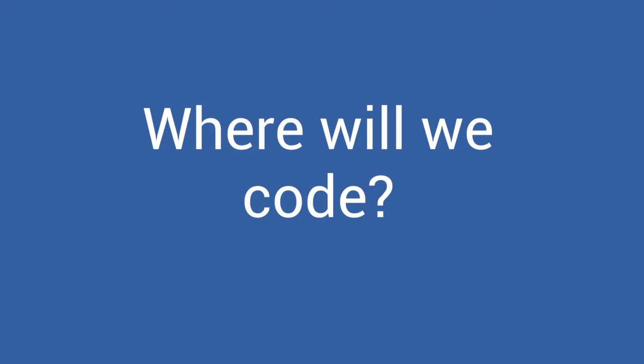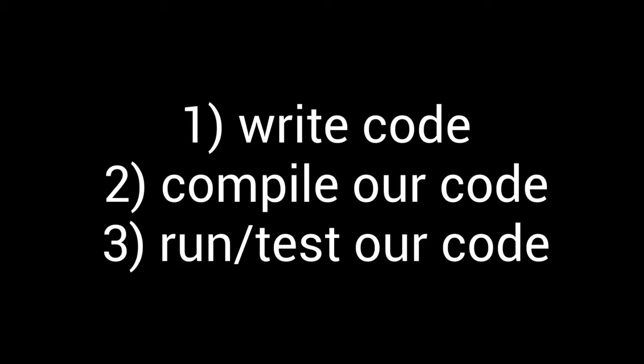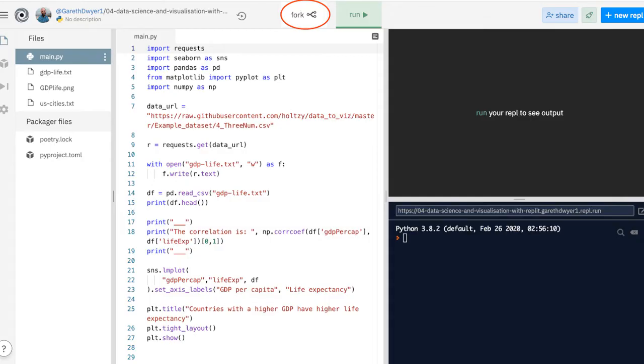Next question, well, where are we actually going to code this stuff? To code, you're going to have to use something called an IDE, also known as an Integrated Development Environment. I know these words seem kind of big, but don't worry, I'll explain what this means right up next. So an IDE allows us to write our code, allows us to compile our code, and then run and test our code. An IDE is going to look a little bit something like this, and this is actually the IDE that we are going to use for this tutorial.